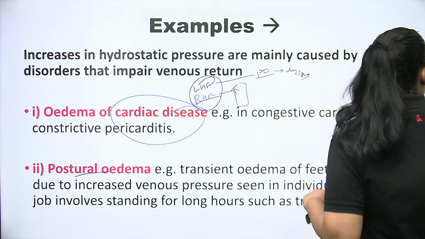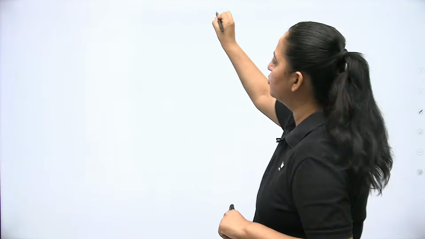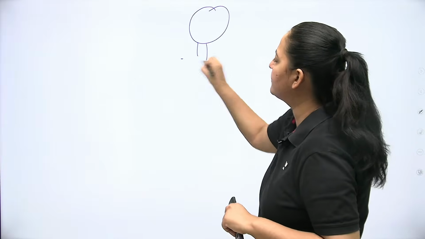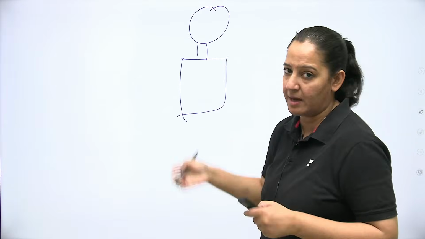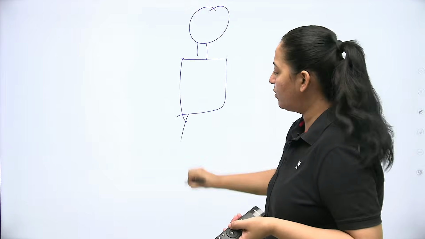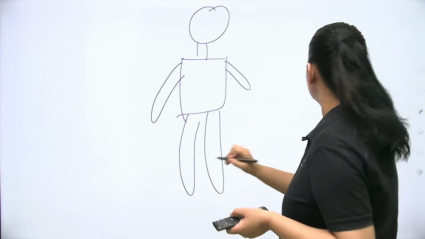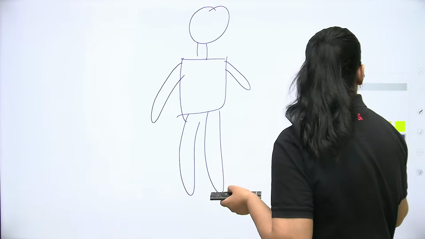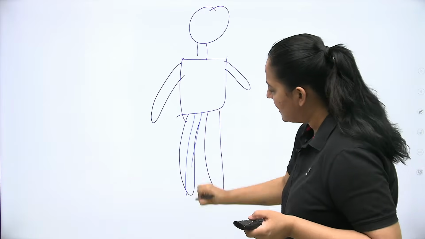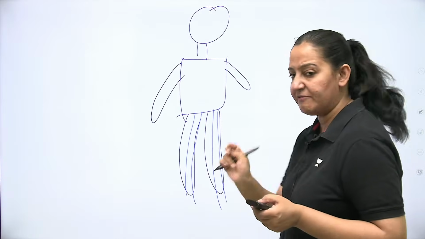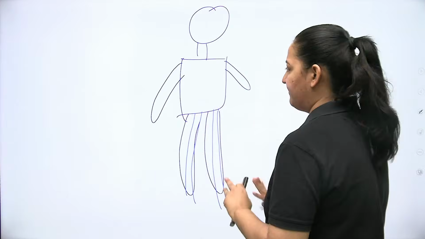What do you mean by postural edema? There are some persons whose job is standing, like the traffic policeman, like teachers like me. I'm standing constantly and teaching you. So the persons who are standing for more and more hours. So the legs are there. In the legs we have veins, right? These are the veins of the legs. These are the capacitance vessels. These are very dilated, big veins we have in the leg.